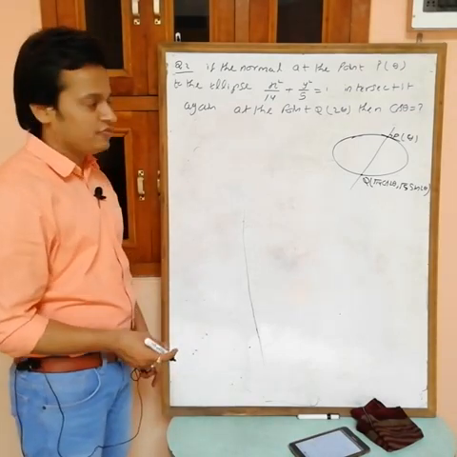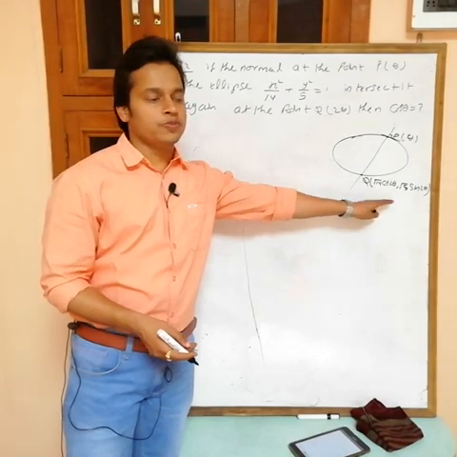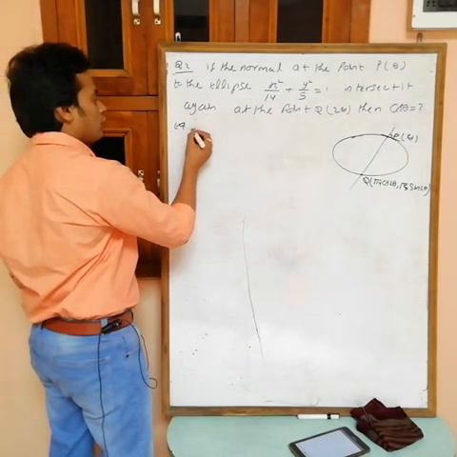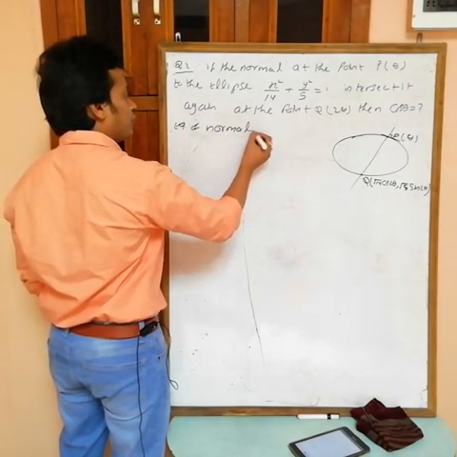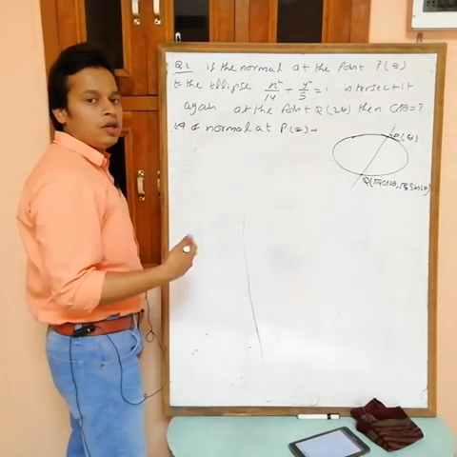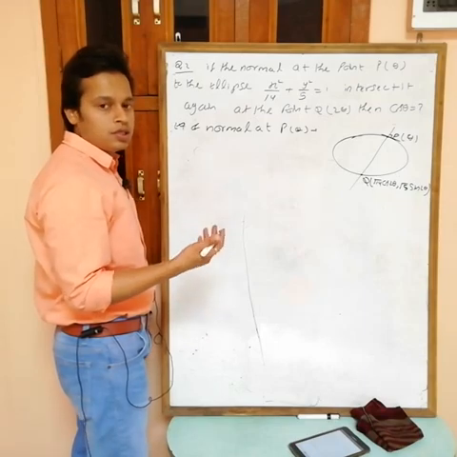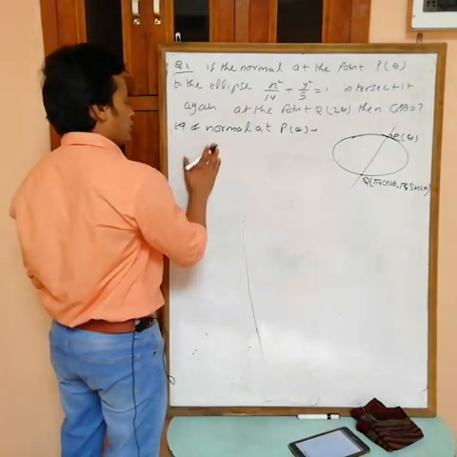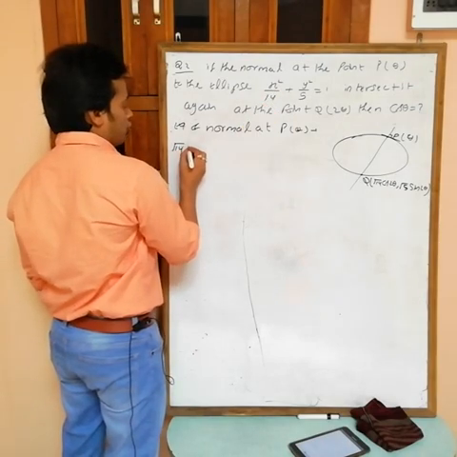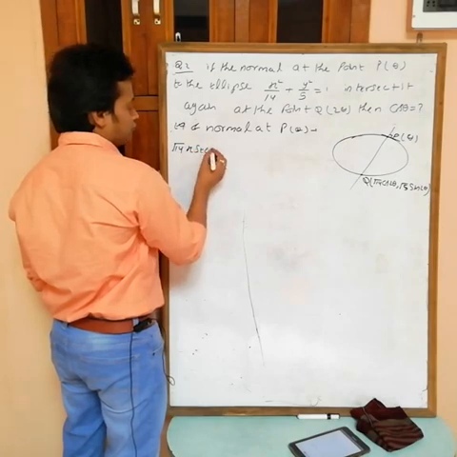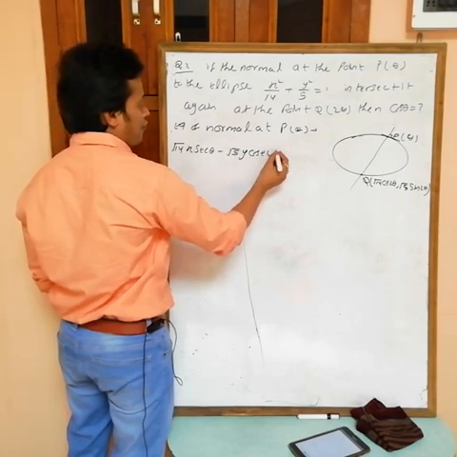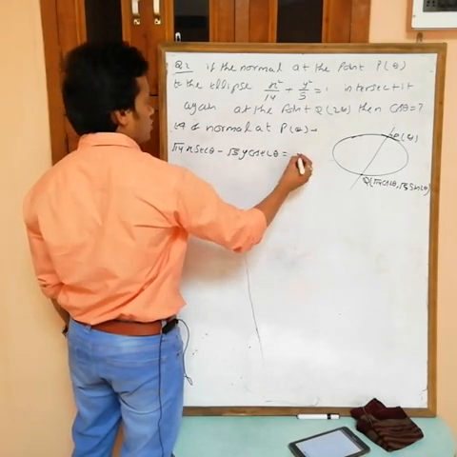Now simple thing. It is given that this normal passes through this point, so it must satisfy the equation of the normal. So first write the equation of the normal at P. The equation of the normal at theta is a x sec theta minus b y cosec theta equals a square minus b square. A square is 14, so a is root 14: root 14 x sec theta minus root 5 y cosec theta equals a square minus b square, which is 9.